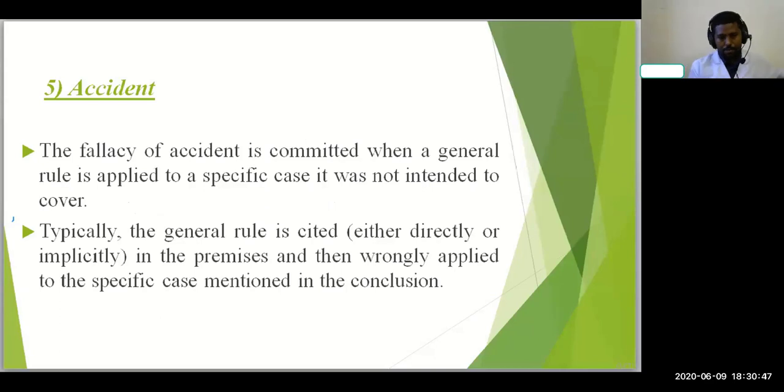The fifth one is accident. This fallacy is committed when a general rule is applied to a specific case which it is not intended to cover. Typically, the general rule is cited directly or indirectly in the premise and wrongly applied to the specific case mentioned in the conclusion. You see, the general rule is cited in the premises as evidence.